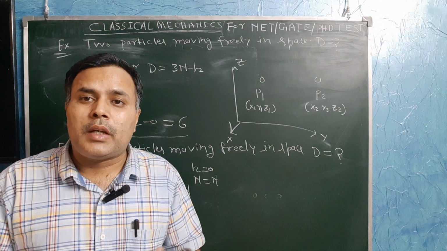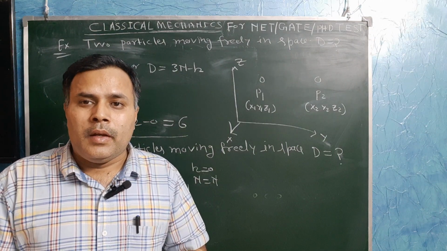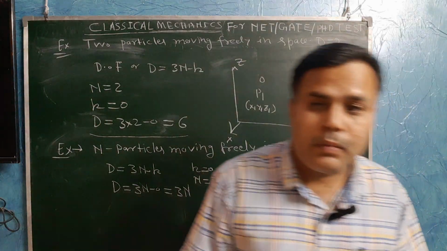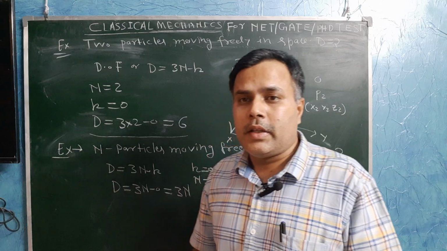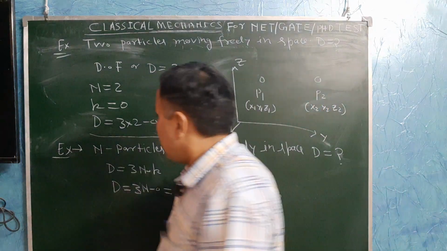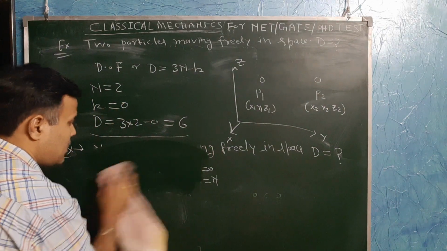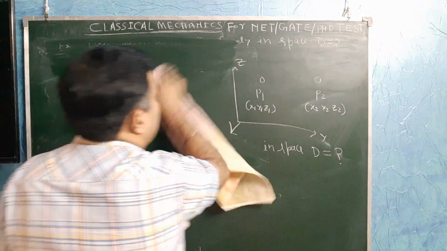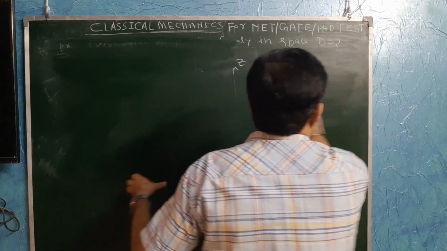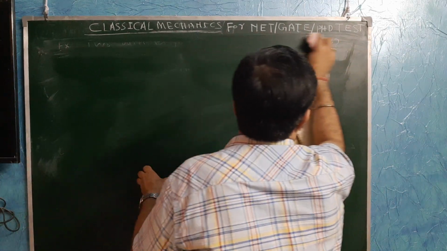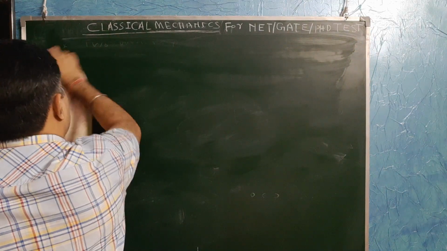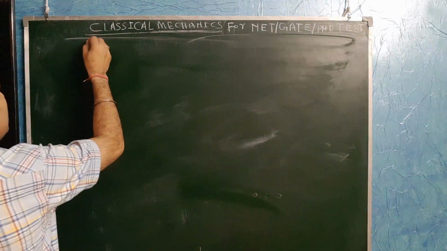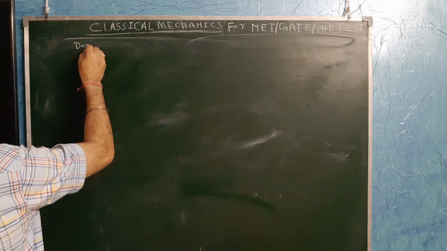Now what happens if constraints are present in the system? We have already explained that a constraint is a restriction to the motion. So if constraints are present in the system, then how do we find out the degree of freedom? So, degree of freedom in presence of constraints.